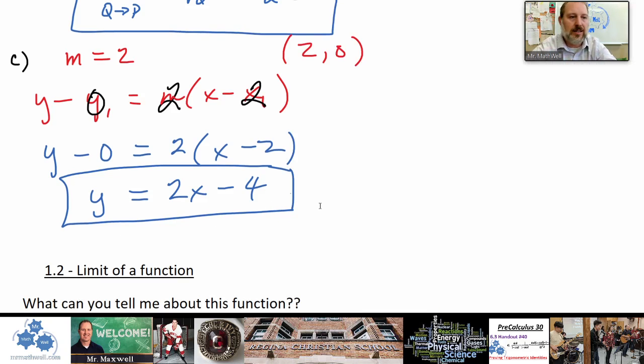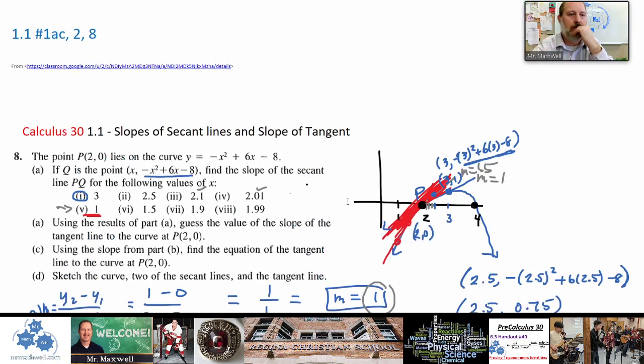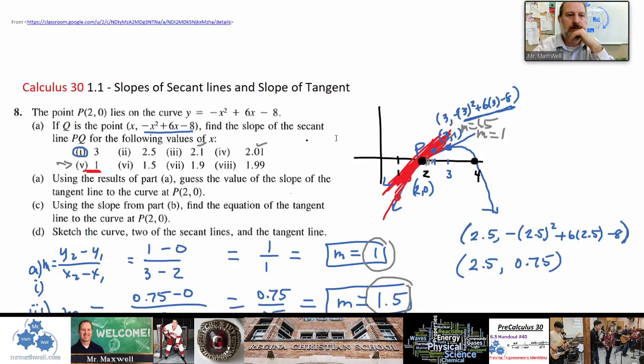Okay, so that's question number 8 on 1.1: using the slopes of secant lines on a graph to approximate or to find the limit in order to find the slope of the tangent line.